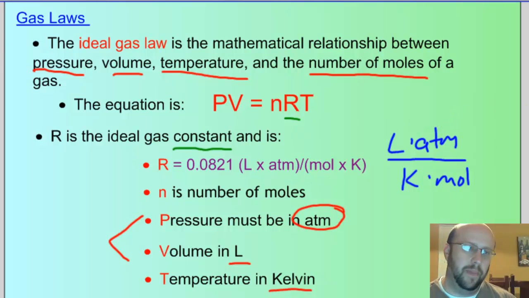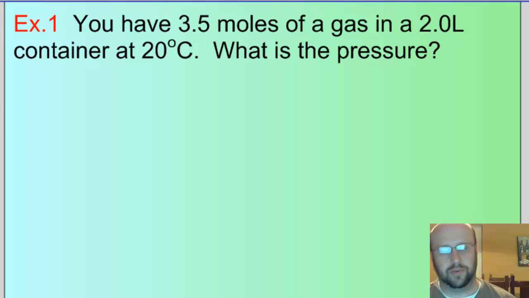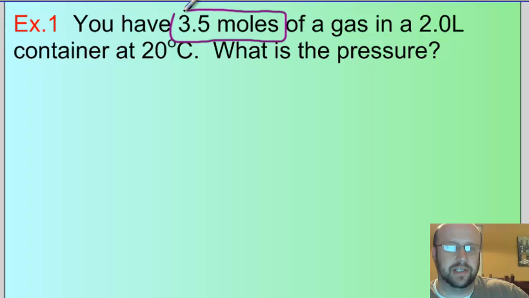So, the best way to do these, just like with combined gas law, is to work some problems. Example number 1. We've got 3.5 moles of a gas in a 2.0 liter container at 20 degrees Celsius. What's the pressure? Right away, how do I know that I'm using ideal gas law and not combined gas law? Well, you're like, we're doing the ideal gas law slide, so it must be that, right? That's true, but the real thing is this: there are moles in the problem. We don't do moles in most of our combined gas law problems.